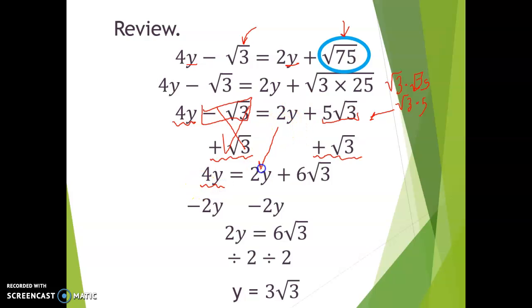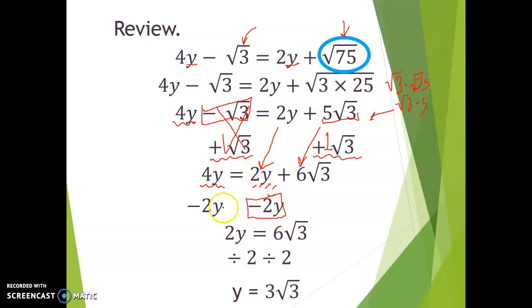And on the right, I still have my 2y, and 5 root 3 plus 1 more root 3 gives me 6 root 3. Now, I don't want this y term on the right, this 2y. I want to move that to the left. I want to get rid of this 2y on the right. So to get rid of a positive 2y, I add a negative 2y.